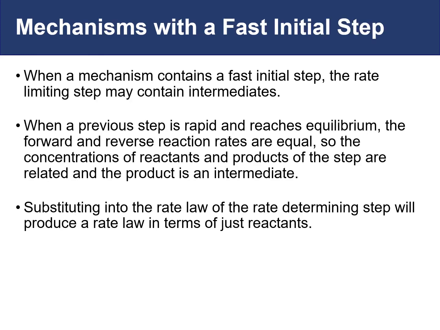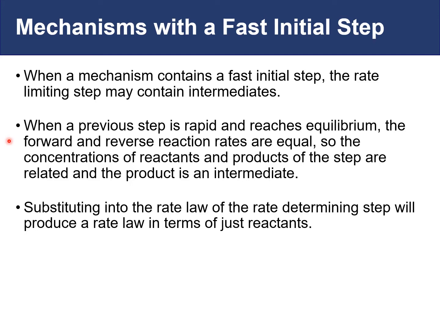There are some additional considerations that need to be made when we're looking at a mechanism and trying to figure out the rate law. When a mechanism contains a fast initial step, the rate limiting step may contain intermediates. And as we have previously said, the rate law for the overall reaction cannot contain intermediates. The rate laws for our elementary reactions often will contain intermediates, but when we put them together to come up with our overall rate law, we have to find ways of replacing any intermediates in our rate laws.